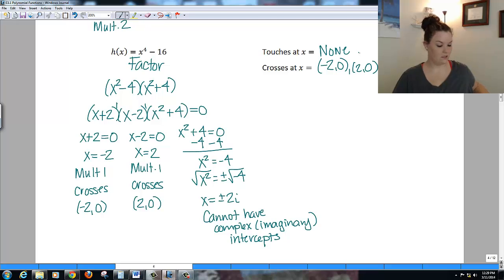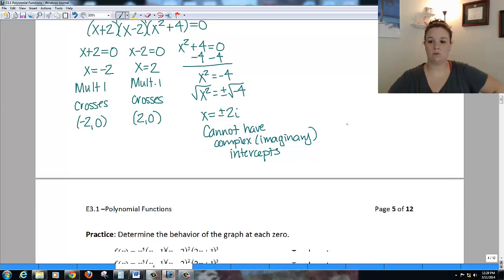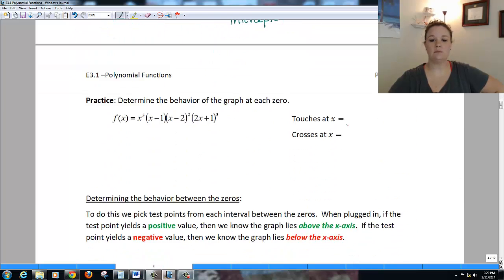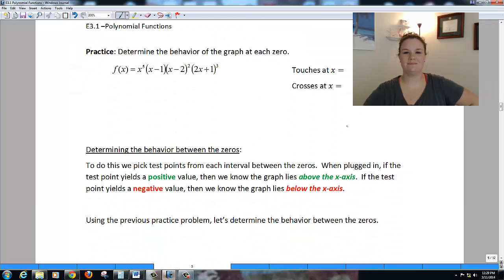Okay, so there's one on the next page for y'all to try. Go ahead and factor it as much as possible, and then based on its multiplicity, write out whether it touches or crosses at the given x-intercepts. I'll give y'all just a minute to work on that one, and then we'll go over it, okay?